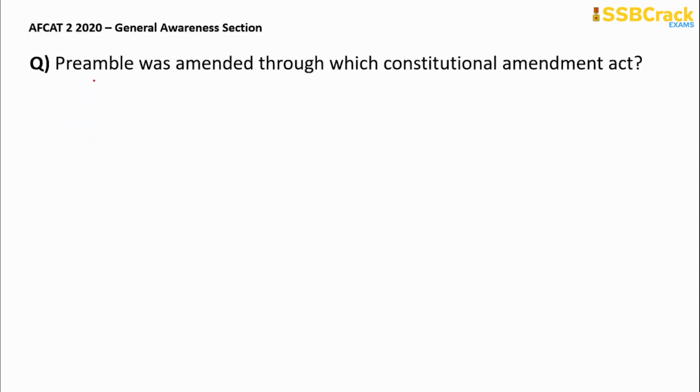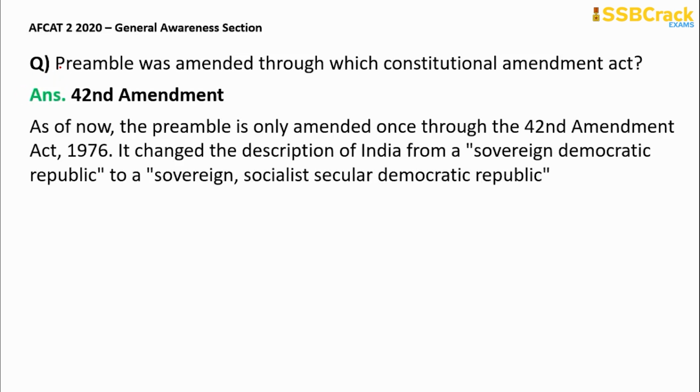Next question, the Preamble was amended through which Constitutional Amendment Act? Very easy question. This is a question from the polity section. This was also covered by us. So the Preamble was amended by the 42nd Amendment Act. As of now, the Preamble has been amended only once, through the 42nd Amendment Act 1976, and it changed the description of India from a sovereign democratic republic to a sovereign socialist secular democratic republic.